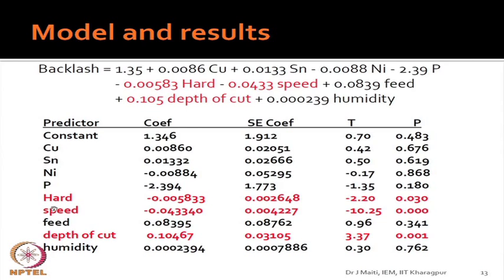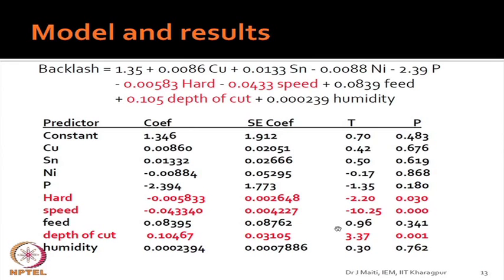Similarly, speed, you see, speed also, this divided by this is 10.25, this is very large. So, the probability value is almost 000. We have used Minitab to find out this solution. Feed is not significant because the probability value is 34%, and you see, although the coefficient value is more than the speed coefficient in terms of magnitude, the standard error is much higher compared to the speed standard error, and as a result, the T value becomes quite low and it makes it insignificant. Similarly, depth of cut is also very, very significant.